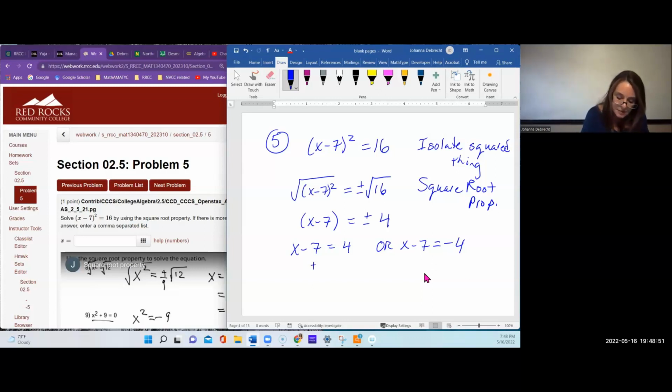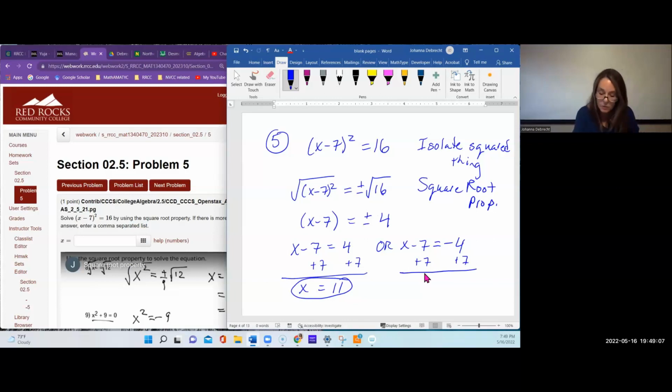This would give us plus 7 to keep it balanced, and x equals 11 is one possible solution. The other one, we add the 7 again, but this time, because the right side is negative 4, we get 3. We have two solutions to this problem, 11 and 3.